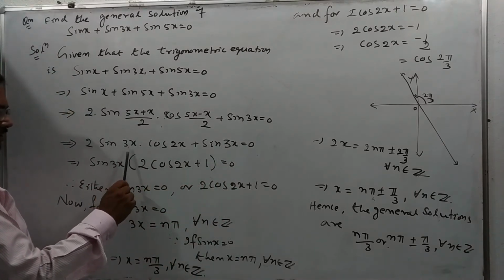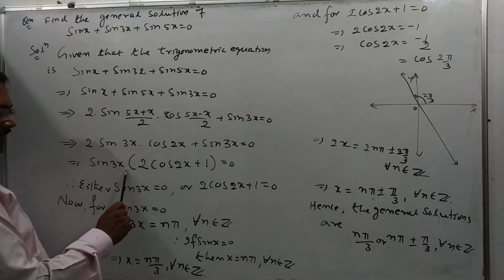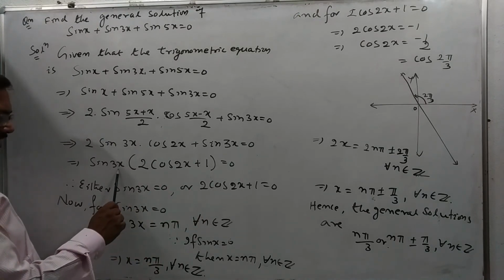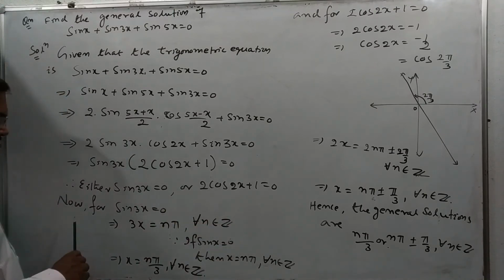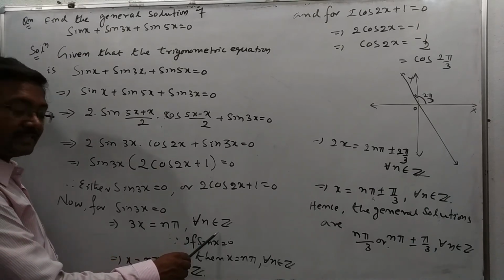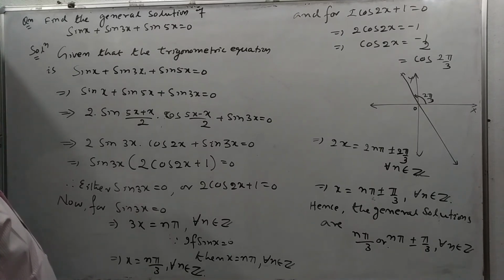There is a common factor sin 3x, taken outside: sin 3x times (2 cos 2x plus 1) equal to 0. Either sin 3x equal to 0 or 2 cos 2x plus 1 equal to 0. Now for sin 3x equal to 0, we have 3x equal to n pi for all n in the set of integers. So x equal to n pi by 3 for all n in the set of integers.